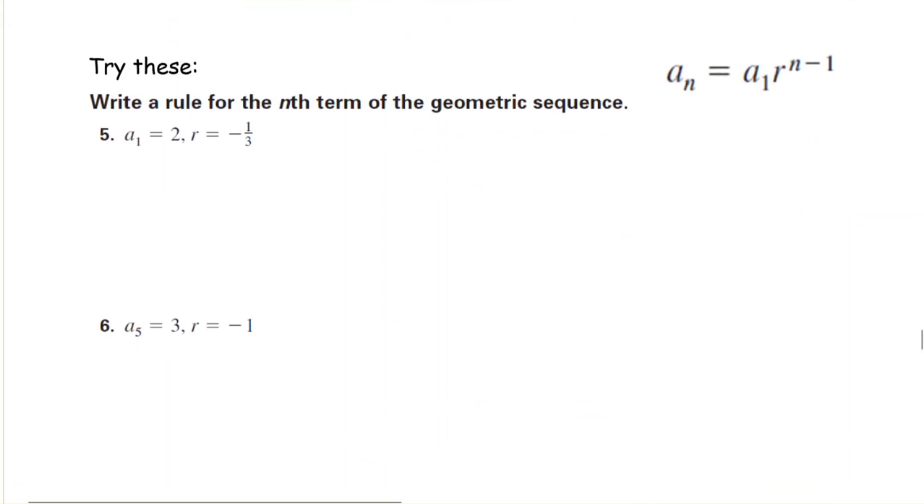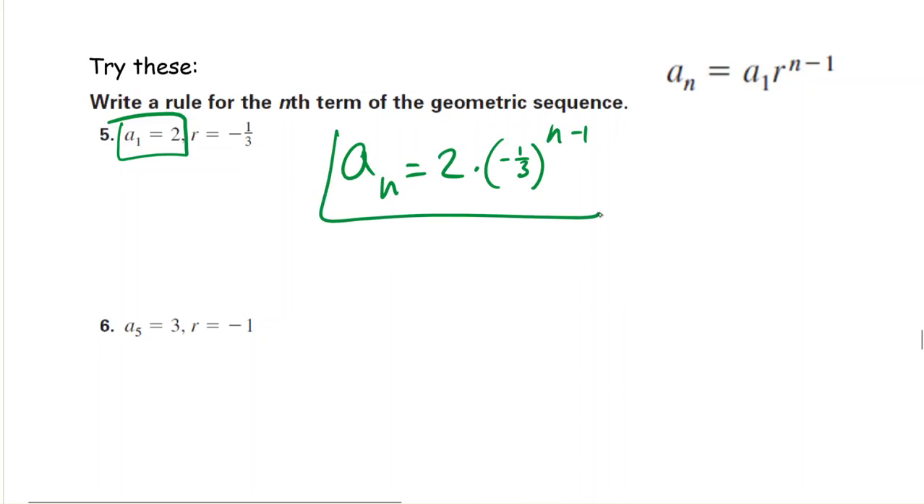You guys try these. So this says a sub 1. This one's going to be easy. So this is a sub n equals, and now we're just plugging in, since it gave us the first term, that's going to be 2 times r, right? And our r is negative 1/3 to the n minus 1 power.